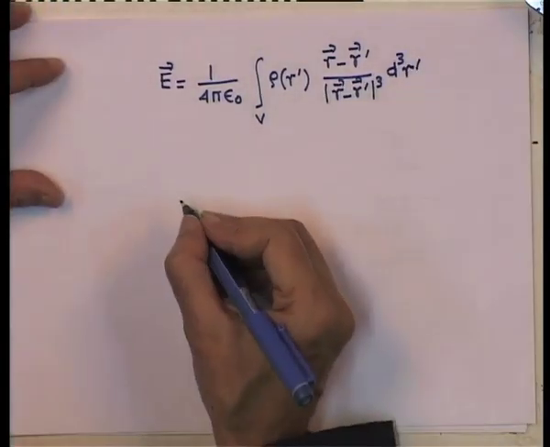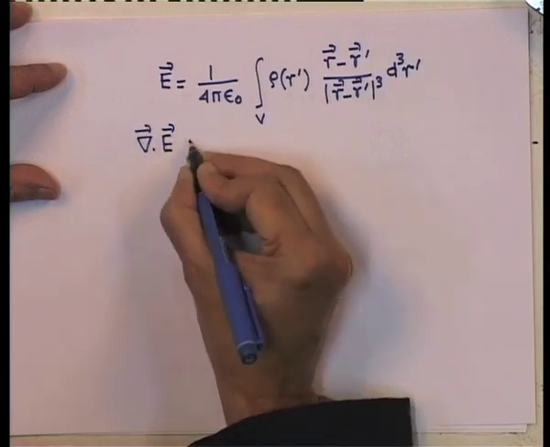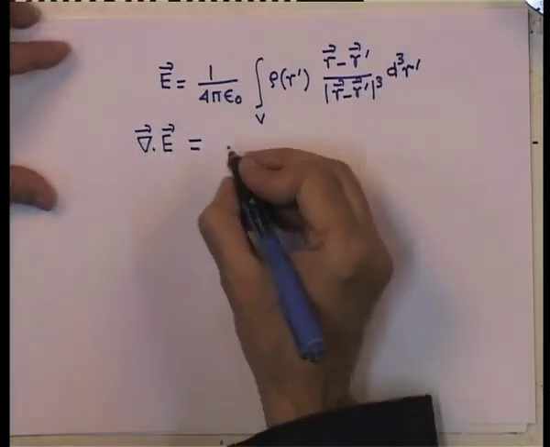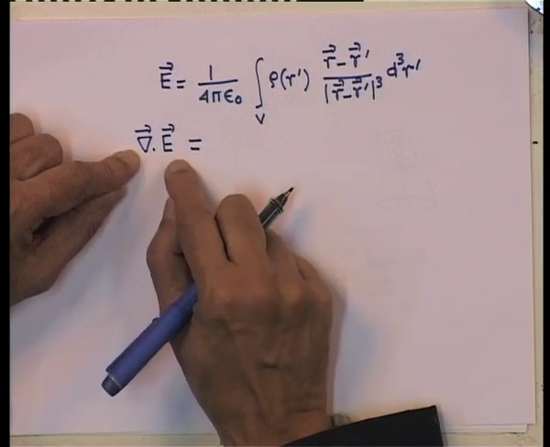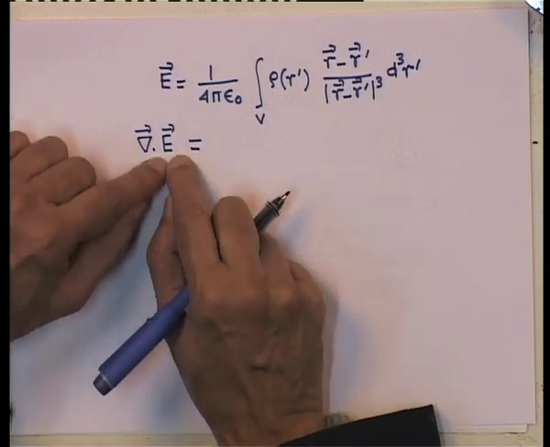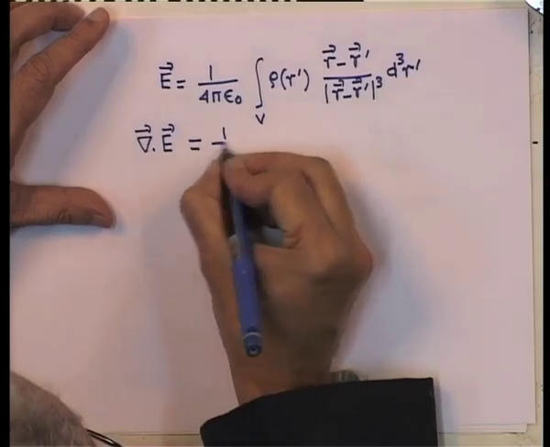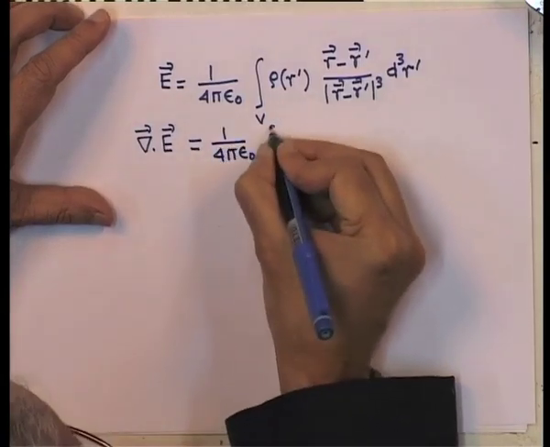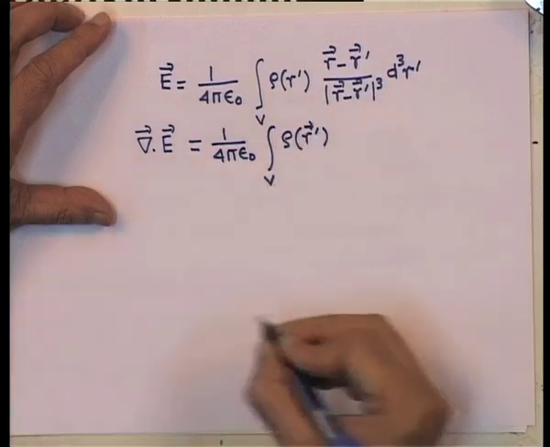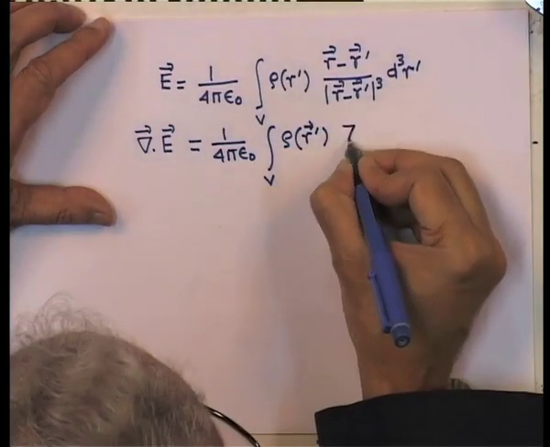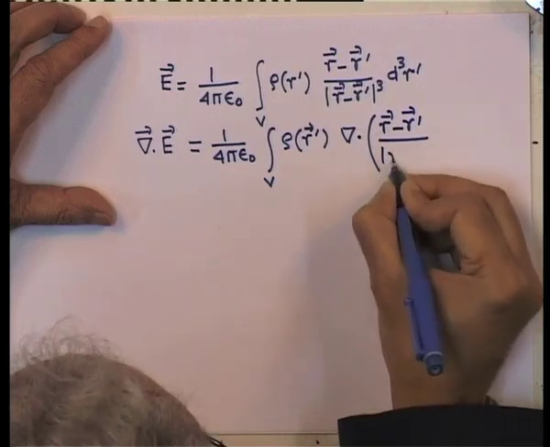So, if I want now del dot of this, if I need the del dot of E, remember this del operator is with respect to the variable r, which is the point at which I am trying to find my electric field. So, this can be written as 1 over 4 pi epsilon 0, integral over the volume, rho of r prime, which does not have any dependence on r, it is a quantity dependent on r prime. And then I write down del dot of (r minus r prime) divided by |r minus r prime| cubed.